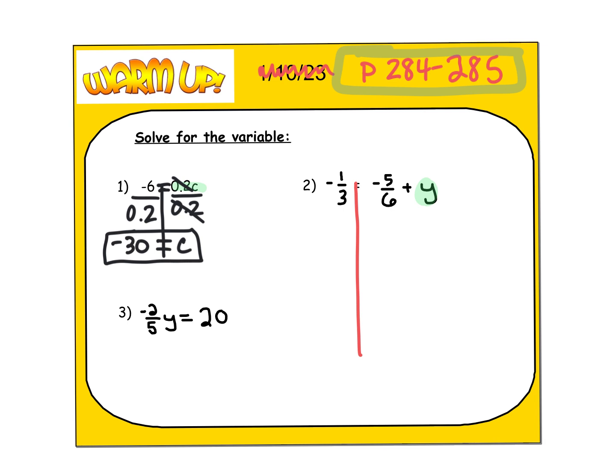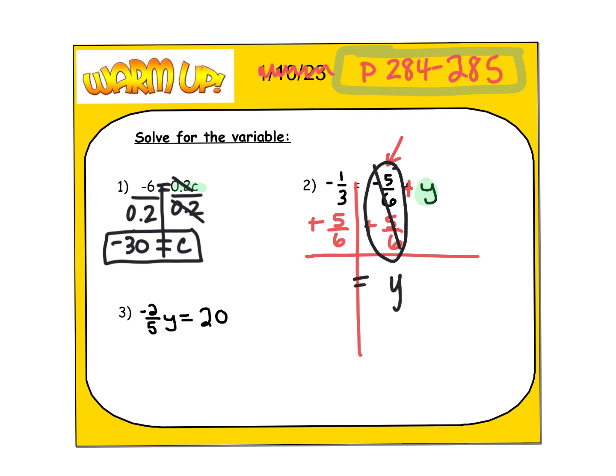So I want to try to get rid of negative 5/6. Well, right now it's just an addition problem. So you're going to think, how can I get rid of a negative 5/6? Well, I'm going to add a positive 5/6 to this side and a positive 5/6 over here. Okay, so let's see what happens. All right, so here that makes 0. I'm left with just y.